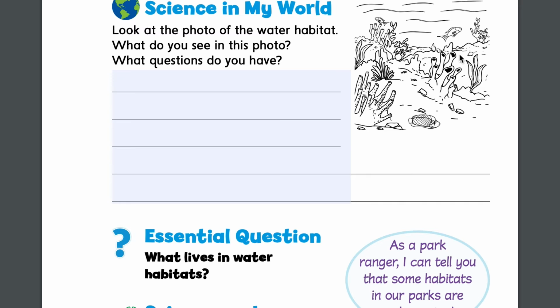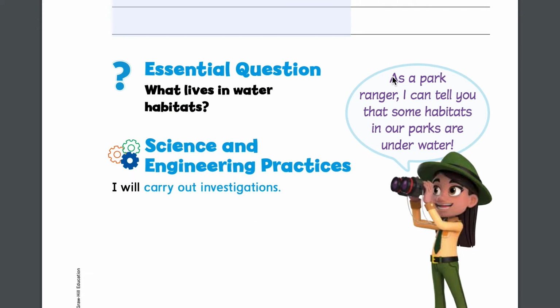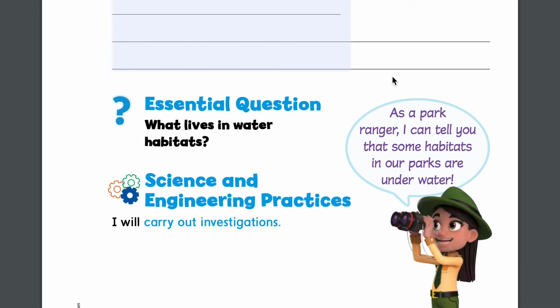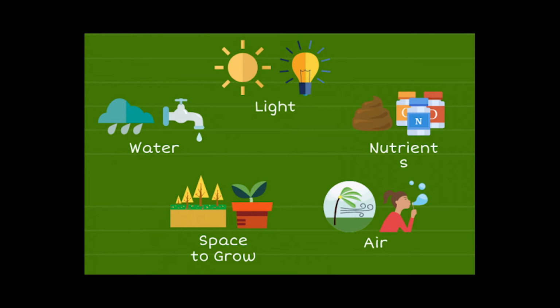Well, this is a coral reef. You might have the question, what is a coral reef? Or what type of animals live here? We'll explore these questions soon. First, I want to look at some of the needs, or the things that are necessary, things that are important for living things or organisms to survive.